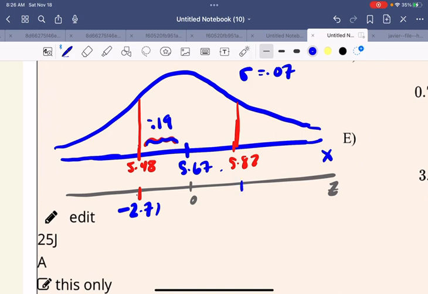On the right side, I need to do the same thing. The distance here in actual grams will be 5.82, take away this. How much would that be? Well, it would be 0.15.